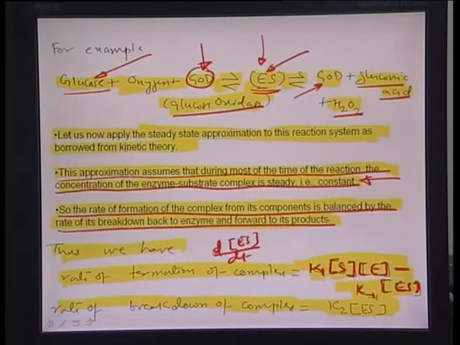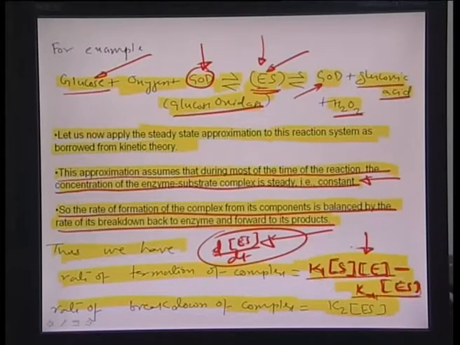Let us say we have the rate of formation of the enzyme substrate complex, d[ES]/dt, given by this particular equation. Okay. So, you have an enzyme E reacting with a substrate, and the forward rate is K1, the reverse rate is K-1, and it is forming ES. Again, you have another step where the forward rate is K2, let us say, and you are converting into enzyme and product.